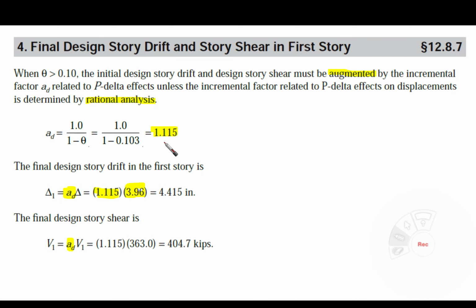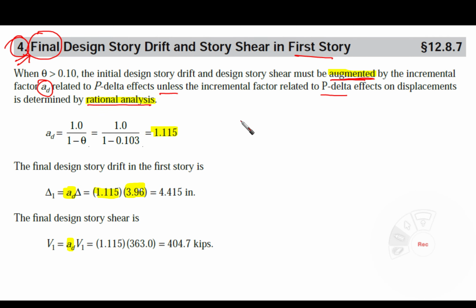Now let's go to requirement number 4, which is the final design story drift and story shear in first story. The word final here means that we are going to include the augmentation of P delta. So P delta is going to be included in our case. When theta is larger than 0.1, the initial design story drift and design story shear must be augmented, meaning increased by the incremental factor A sub d related to P delta effects, unless the incremental factor related to P delta effects on displacement is determined by rational analysis.